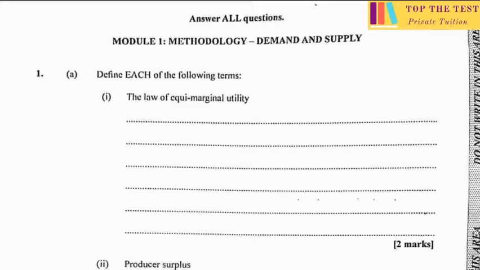In today's video, we're going to be answering June 2018 Unit 1, Paper 2, Question 1. So let's get straight into it. The first question is asking us to define some terms. We have to define the law of equi-marginal utility for 2 marks and then the producer surplus for 2 marks. So what is the law of equi-marginal utility?